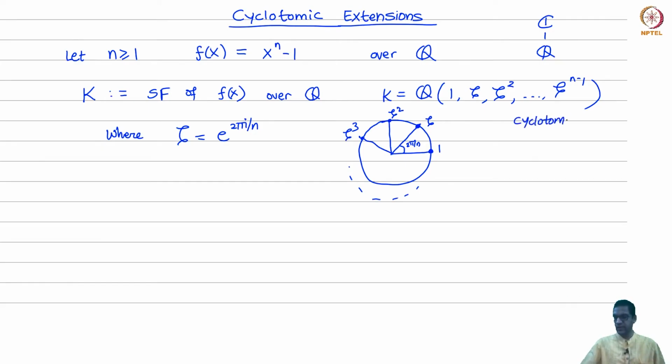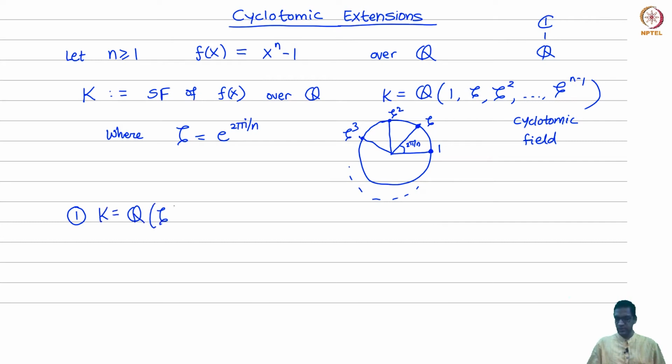Okay, so those are the roots of unity, and this field K is what we call the cyclotomic field or the cyclotomic extension of Q, and this is indexed by this number n that we fixed. Okay, so here are some basic facts about this. So let's look at this cyclotomic extension K.